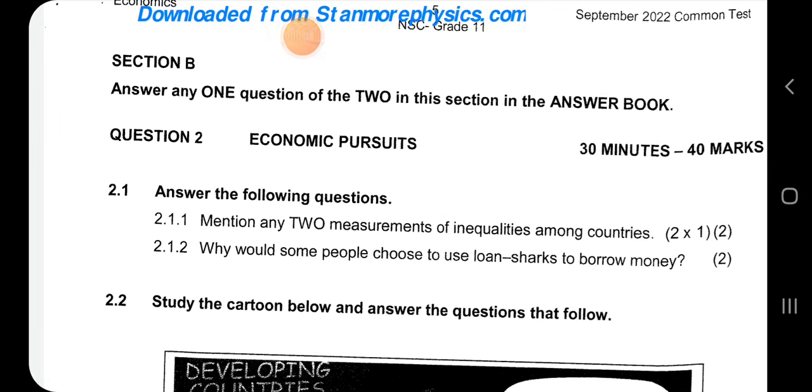All right, so here we are on section B. Answer any one question of the two in this section. So you will be given two questions in section B, and then you will answer either of the two questions. You don't answer both, you choose the one that you know best. How do you choose which one you know best? You just go through the questions and mark yourself. If you know, just tick it with a pen or your pencil, the answers that you know, and compare the two questions to know which one you know better. That's how you are going to make the best choice for yourself.